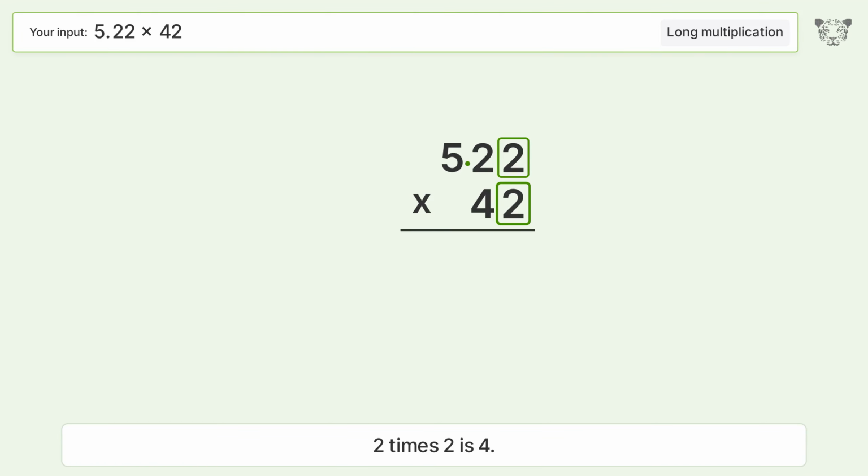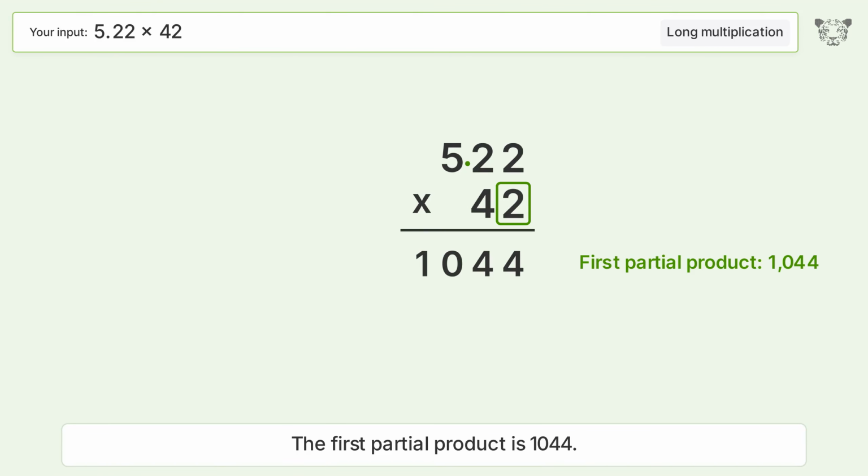2 times 2 is 4. 2 times 2 is 4. 2 times 5 is 10. The first partial product is 1044.